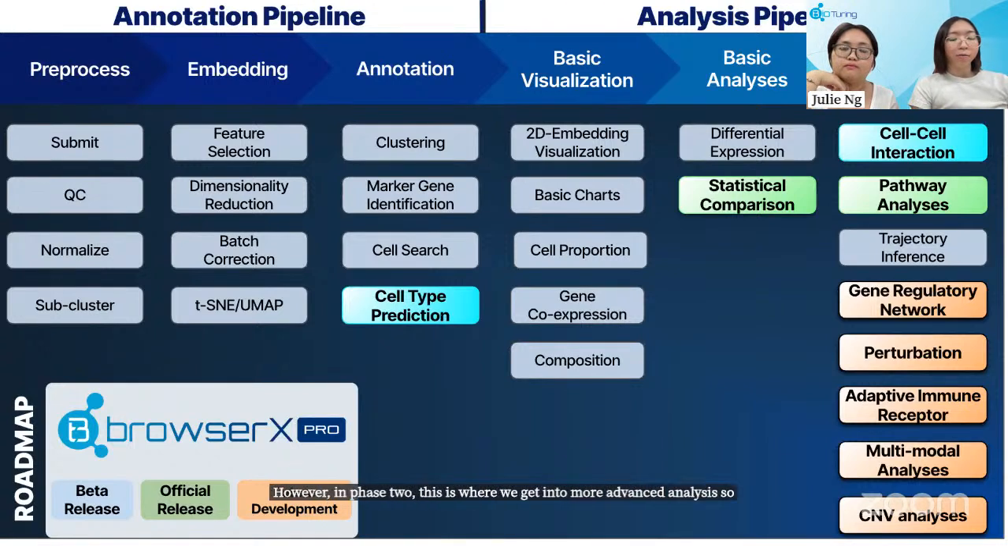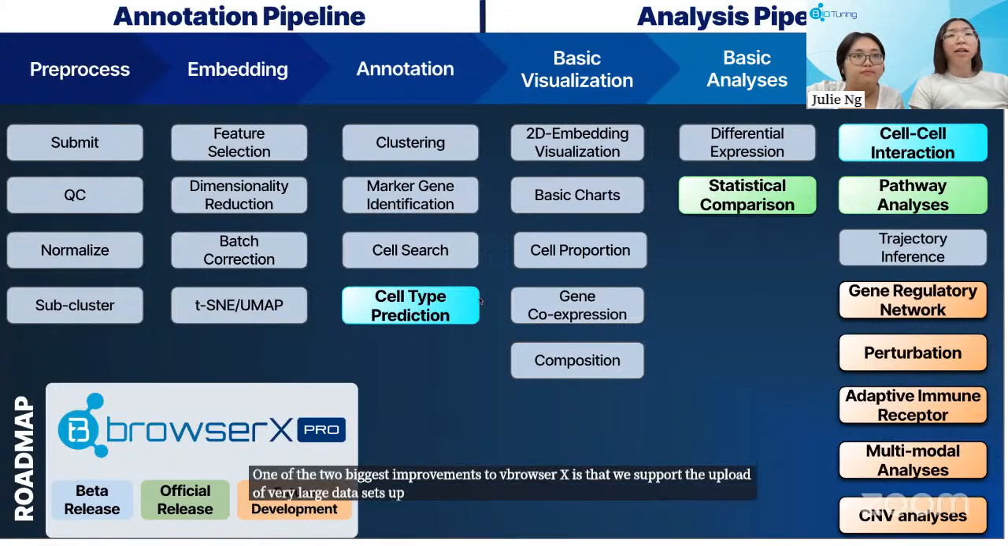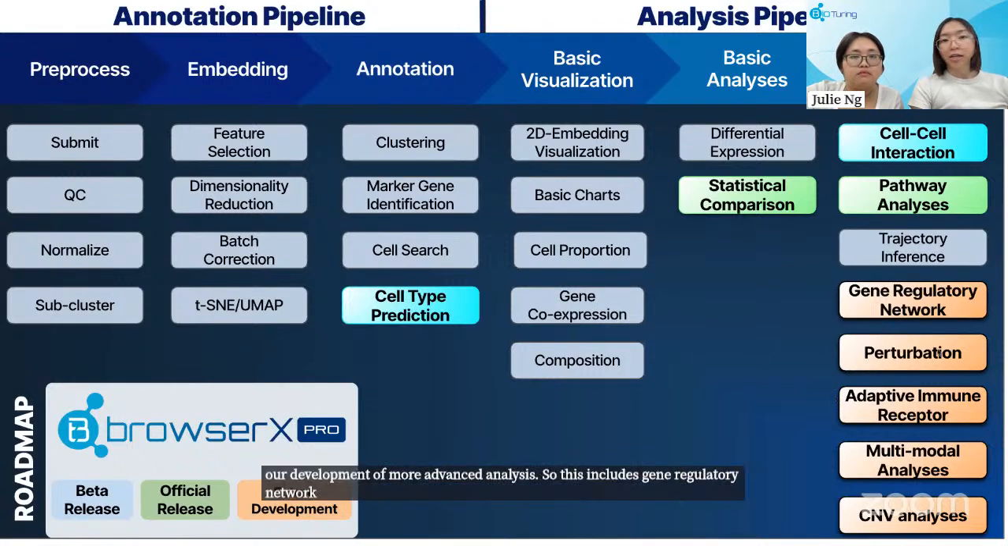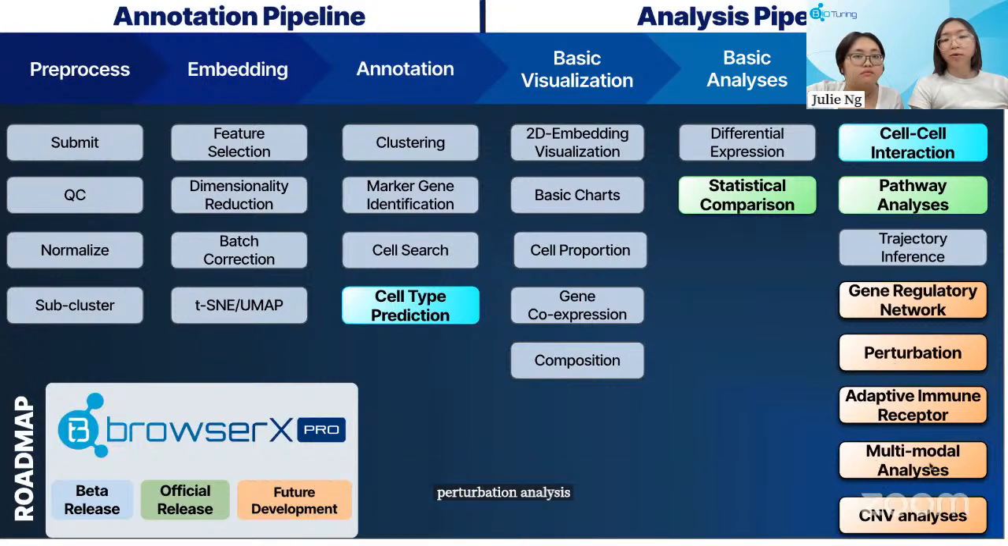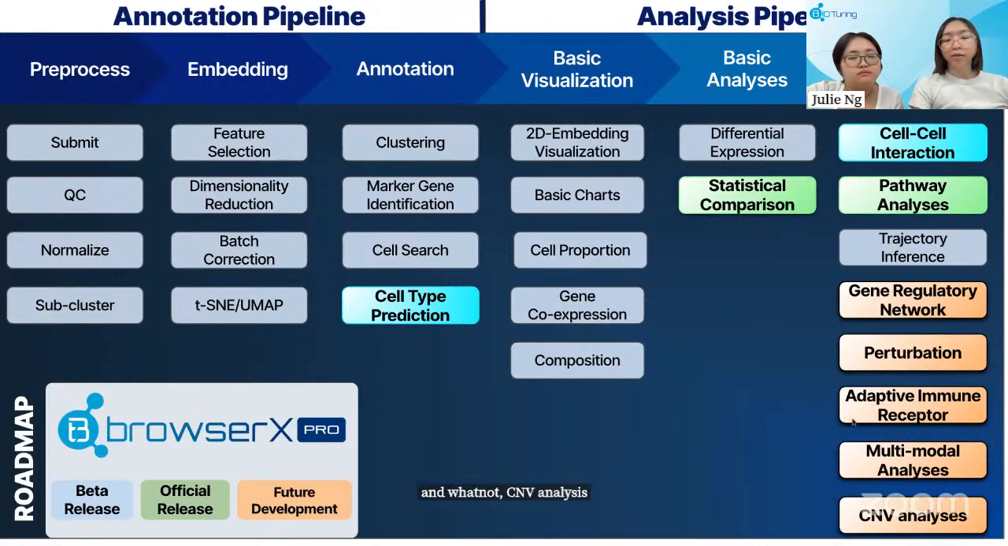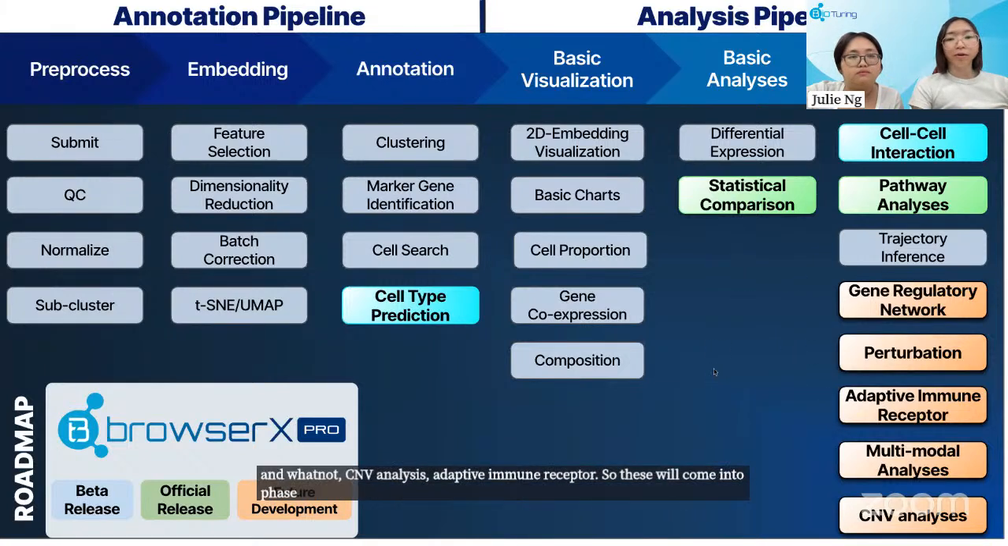One of the two biggest improvements to bBrowser X is that we support the upload of very large datasets, up to 10 million cells. The second most important feature is our development of more advanced analysis. This includes gene regulatory network, perturbation analysis, more multimodal analysis, so integrating in ATAC-seq, perturb-seq, and whatnot, CNV analysis, and adaptive immune receptor. These will come in phase 2 of bBrowser X Pro.